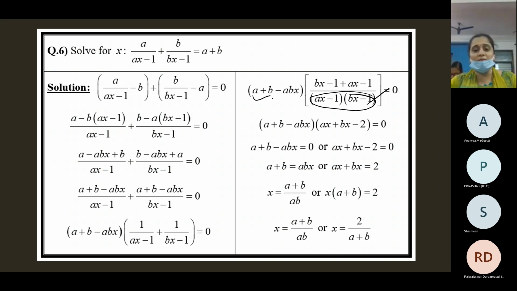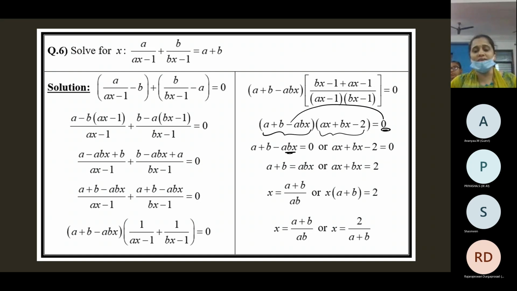Cross multiply, what happens? Into 0 is 0. So you have a plus b minus abx. And here we have ax plus bx, ax plus bx, minus 1 is minus 2, is equal to 0. The product is 0. So now you can find the values of x because the product of this expression and this expression is 0. So equate this one to 0: a plus b minus abx is equal to 0.